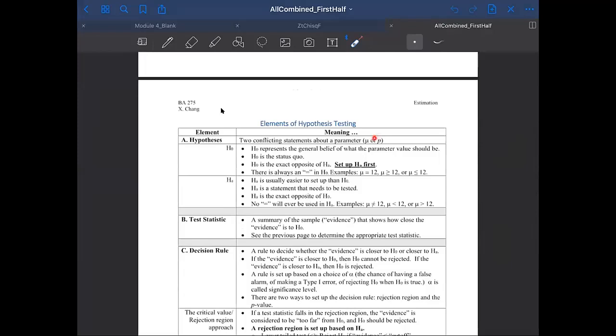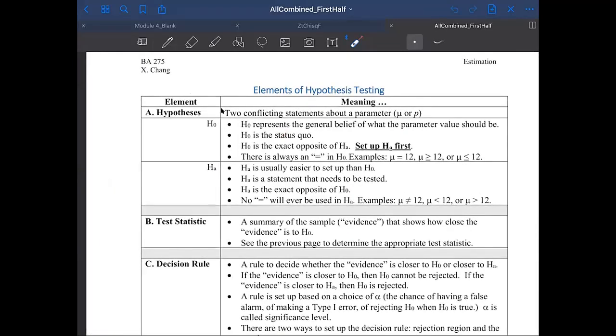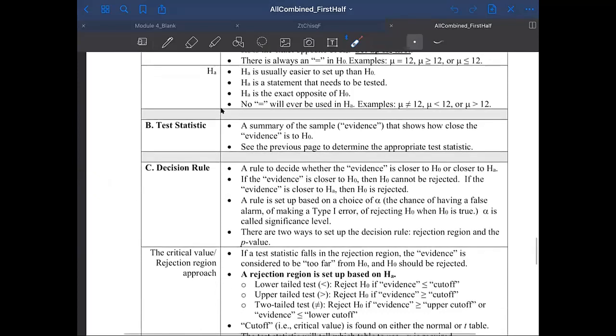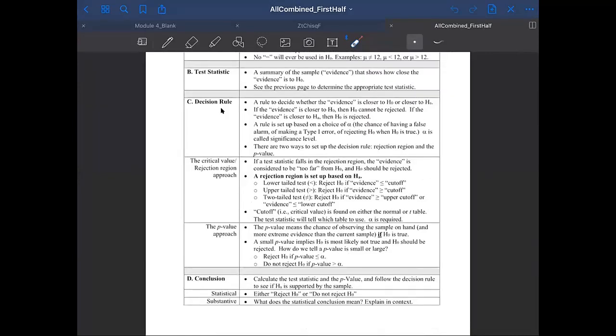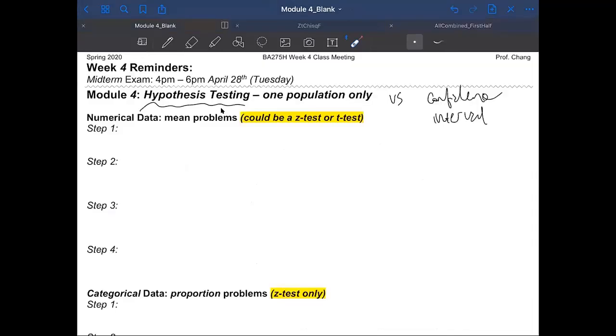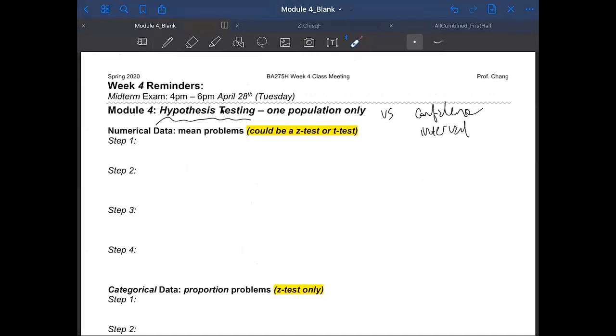If you have difficulties setting up a null and alternative, I'm going to show you several examples later on, and there are more explanations here. Hopefully you have already watched the video and taken a look at this. If not, you can do it after class as well. I'm going to go back to the worksheets we were working on, do a quick summary, and then we're going to start working on actual problems. Okay, let's take a look.